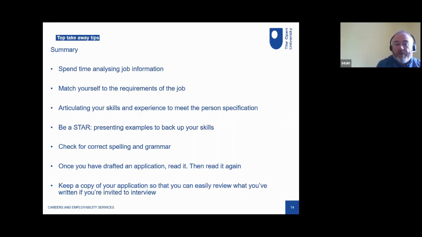Always check for correct spelling and grammar. As I said, don't just rely on spell checker. Once you have drafted it, read it again, get somebody else to read it. The more eyes looking at it, the better. They'll pick up mistakes. And I would also say keep a copy of your application so that you can review what you've written when you're going to be called for an interview.